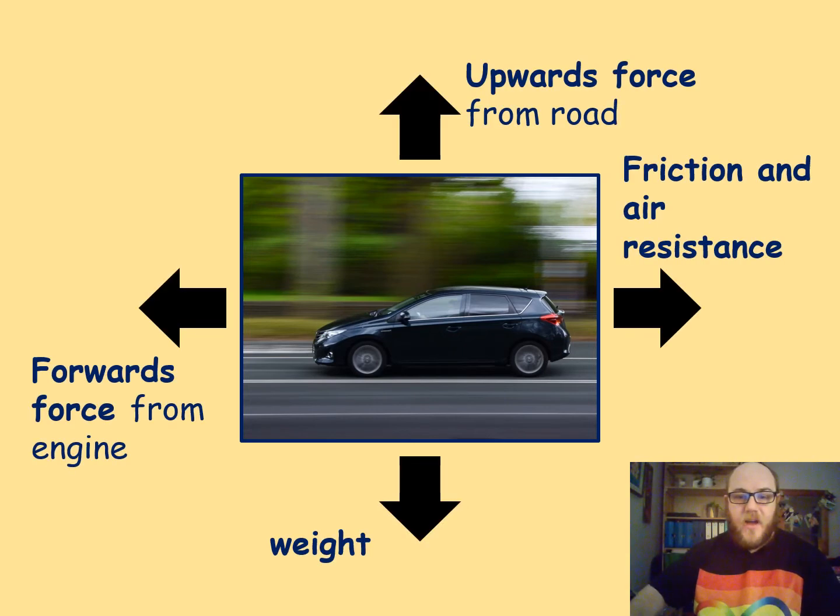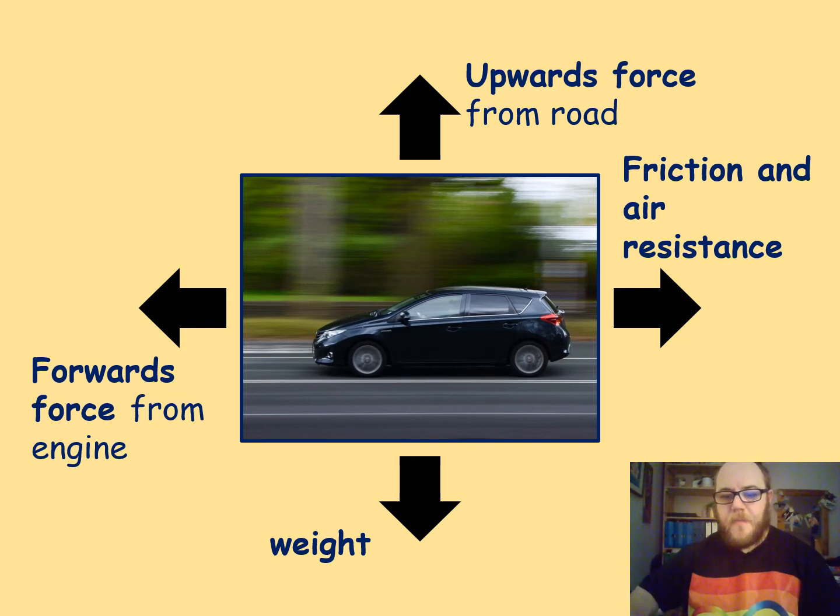So in this example, we would have an upwards force from the road. We'd have friction and air resistance acting against the car. We have weight pulling the car down. And we have a forwards force from the engine driving the car forwards. Okay, so over the next few images, do a little sketch, and I do mean a sketch, and label those forces if you can.